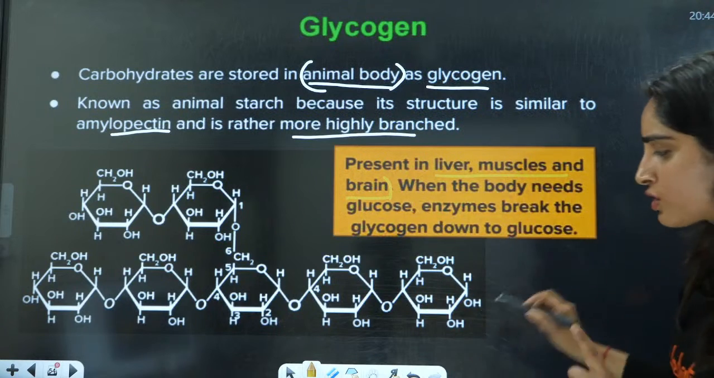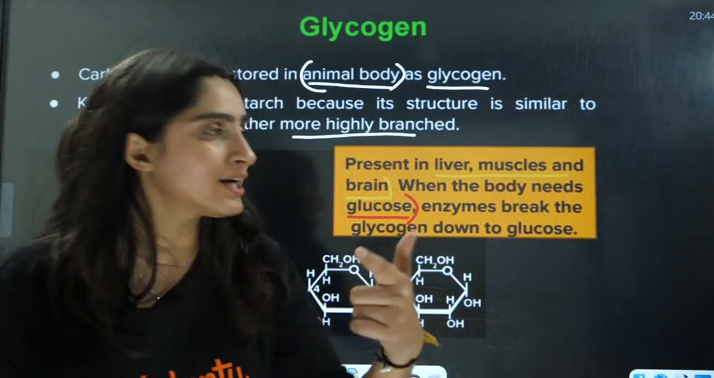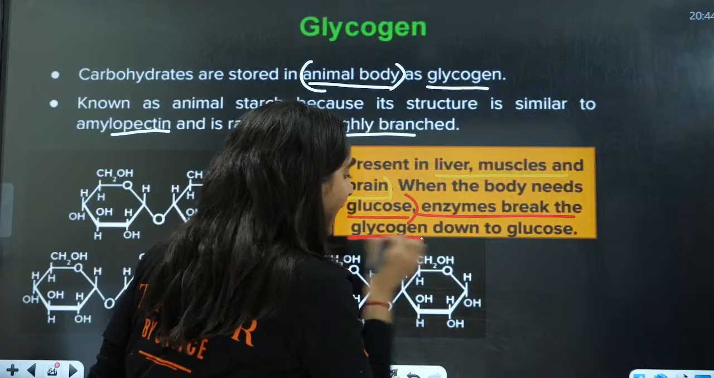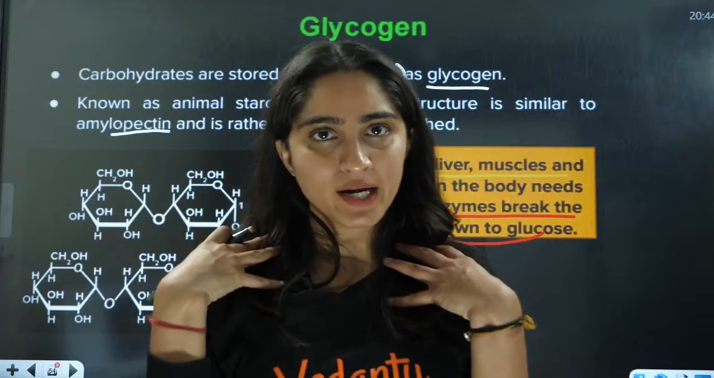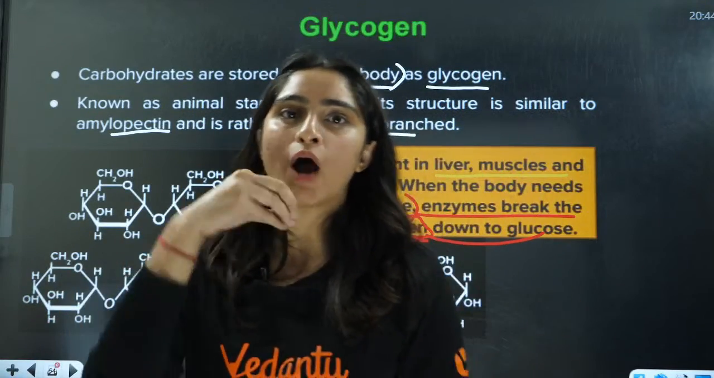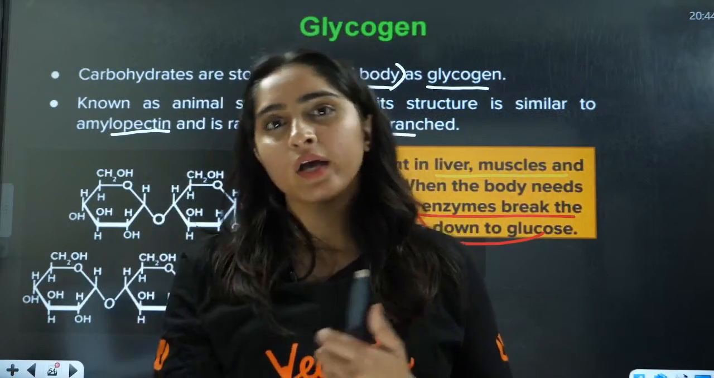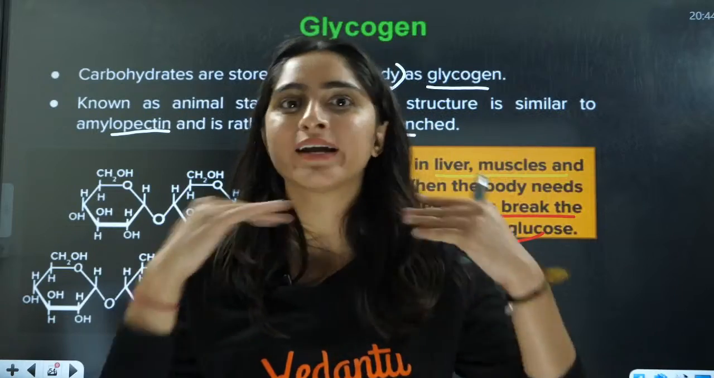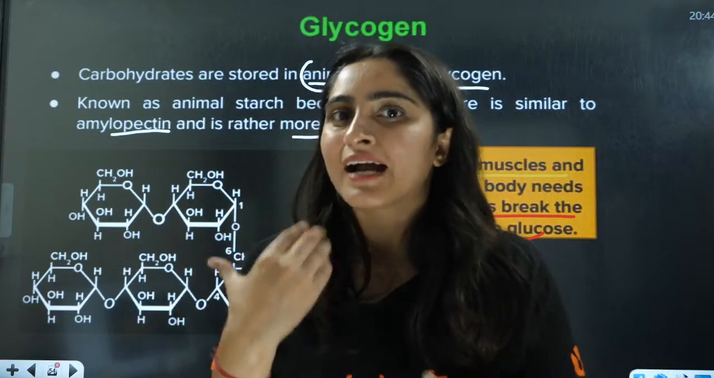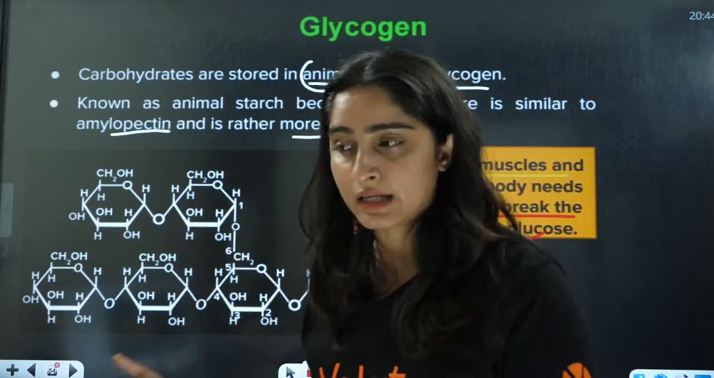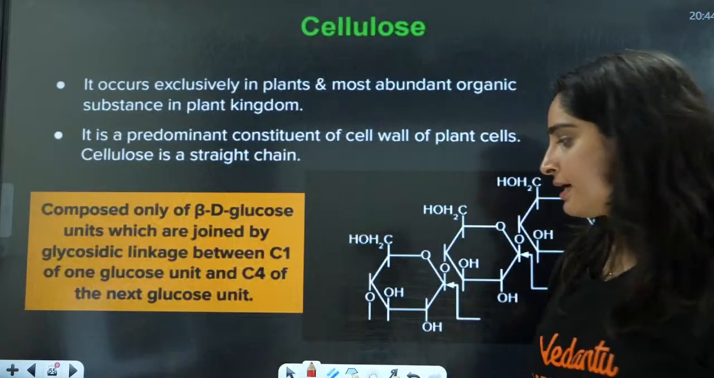When the body needs glucose, this is a very important point, especially for you, how is it produced? Enzymes break the glycogen stored in our body down to glucose. Whenever we are not eating something, how do we get energy? We don't just starve and die; that doesn't happen. We have glycogen stored in our body that is converted into glucose when we need it. This is the highly branched structure.